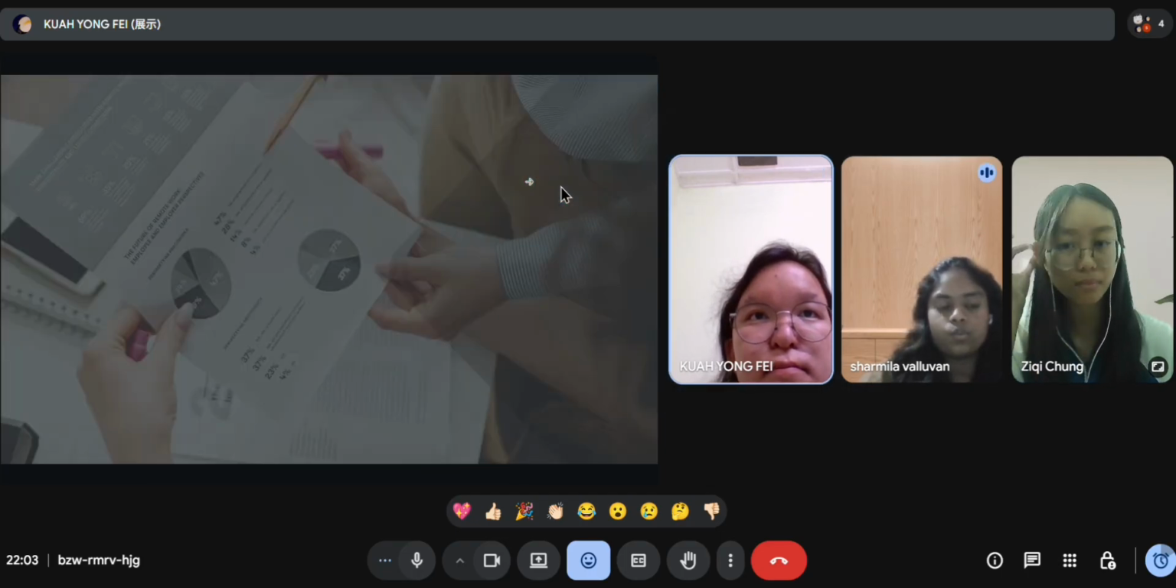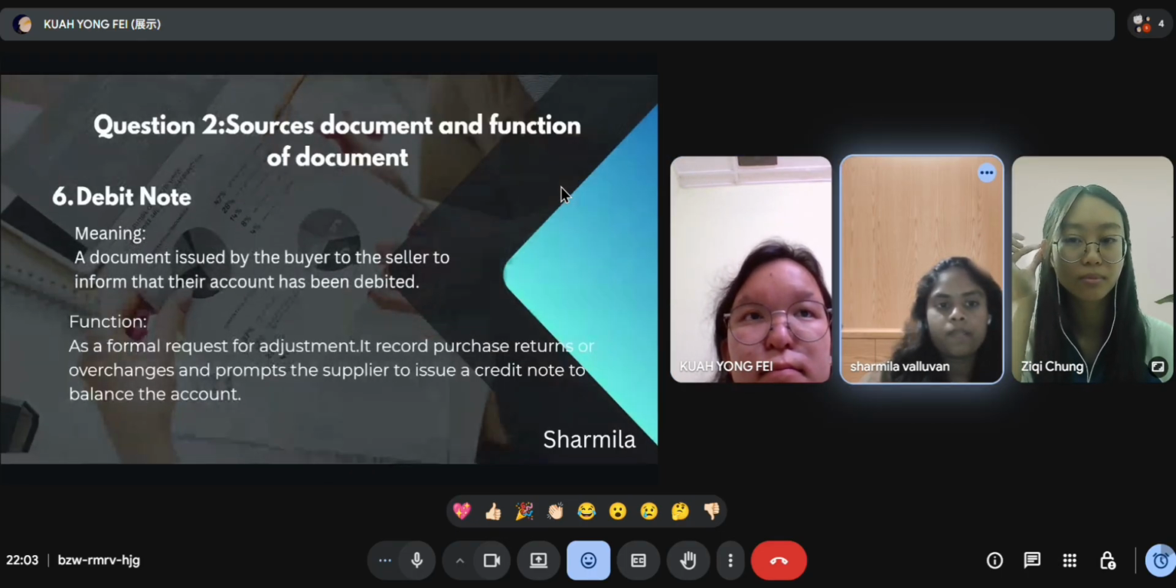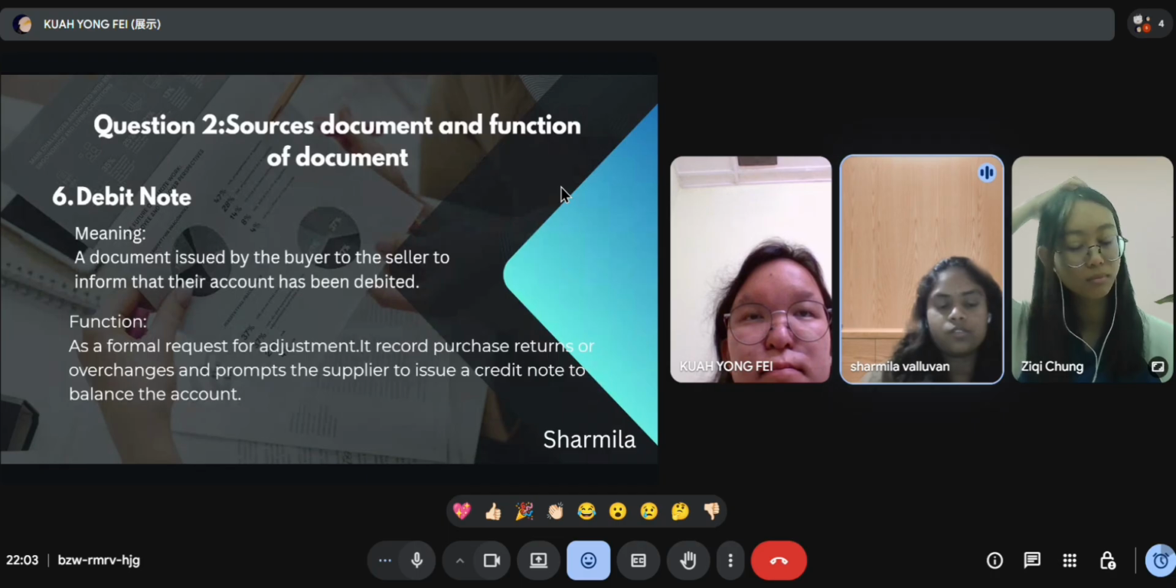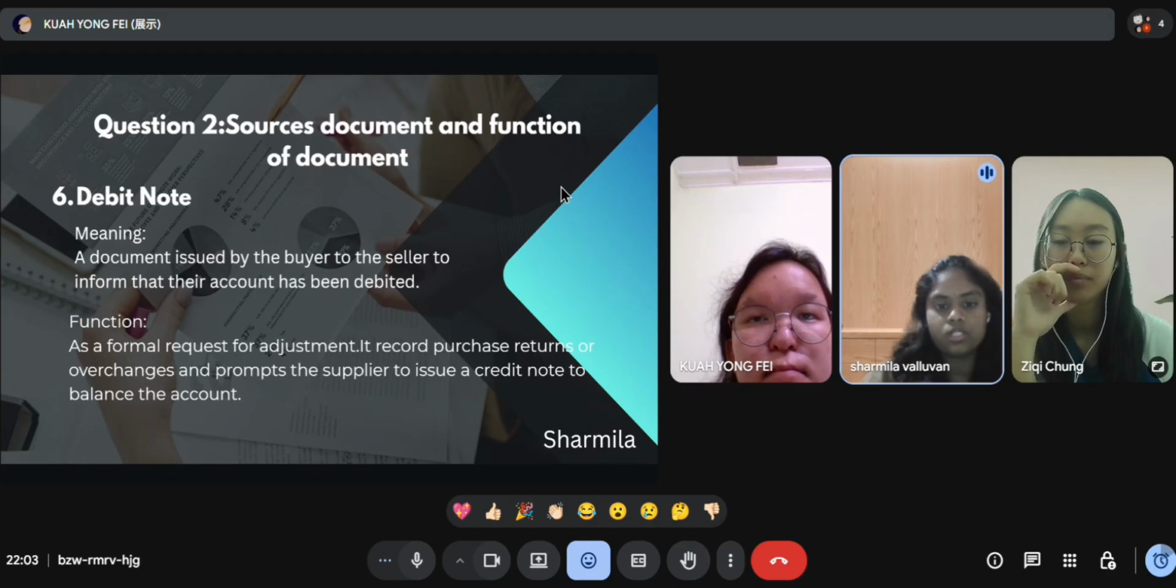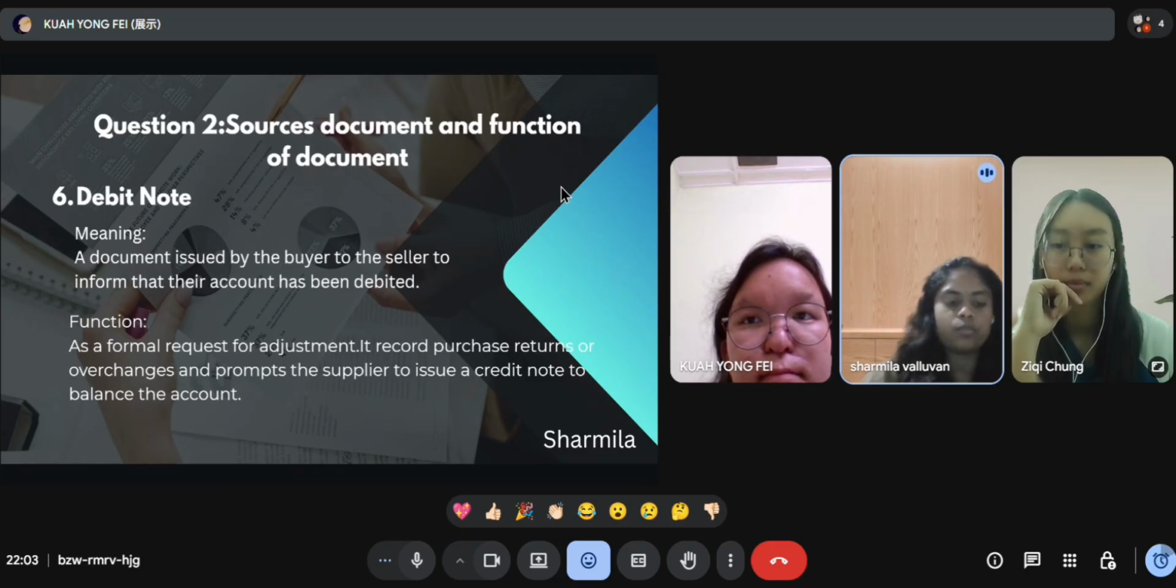Thank you, Ziqi. So, the next source document is the debit note. The meaning of a debit note is a document issued by the buyer to the seller to inform that their account has been debited. Its function is as a formal request for adjustment. It records purchase returns or overcharges and prompts the supplier to issue a credit note to balance the account.